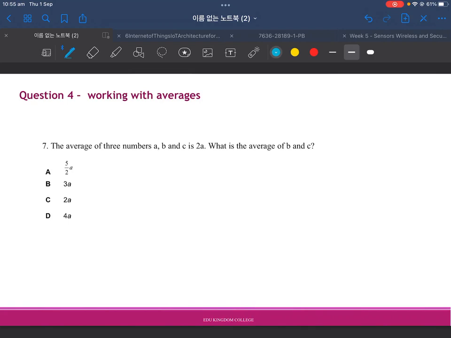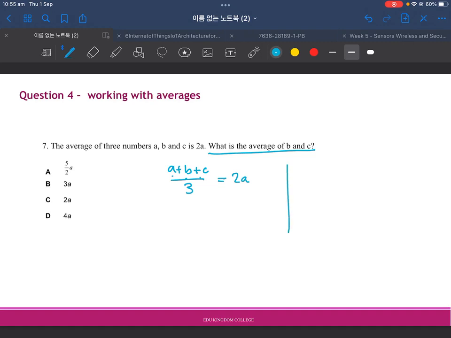Question number 4. The average of these 3 numbers, A, B, and C, is 2A. What is the average of B and C? Now, this question might seem tricky at first, but it's a matter of listing out what you know. So if and when you don't know something, just list out what you know. So average of 3 numbers, so A plus B plus C over, how many numbers are there? 1, 2, 3. So we divide that by 3. This is what you call average of these numbers is 2A. We know that now. Okay, interesting.